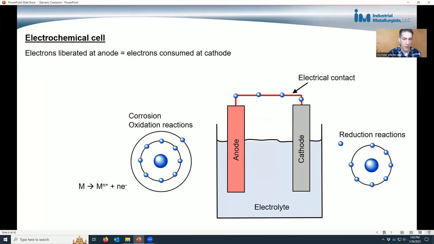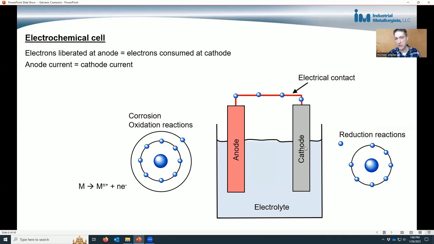In a corrosion cell, whether it's galvanic or any other corrosion mechanism, there's one thing that holds true: the number of electrons liberated at the anode equals the number of electrons that are consumed at the cathode. This has to be true in an electrochemical cell, which means then that the current at the anode is equal to the current at the cathode.